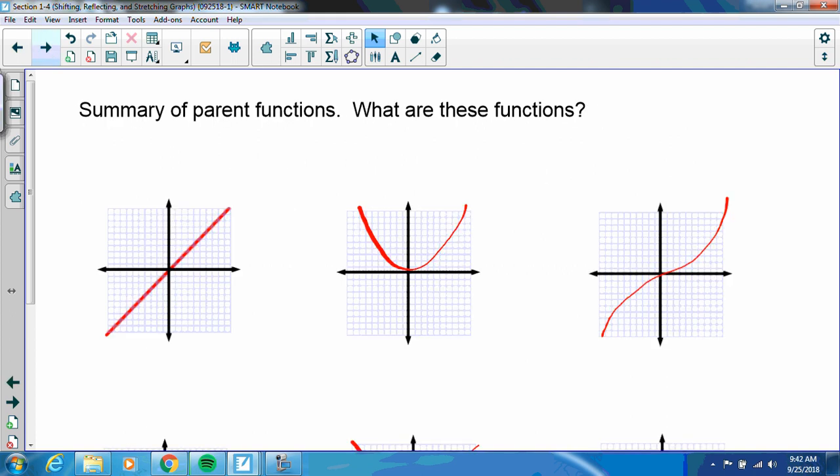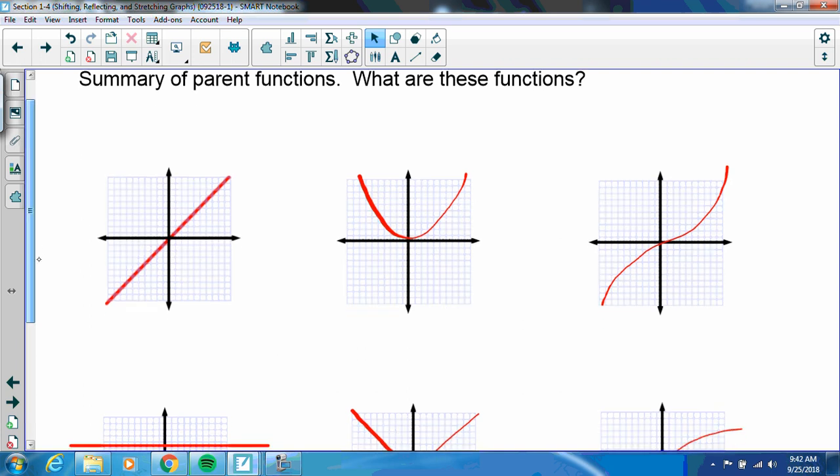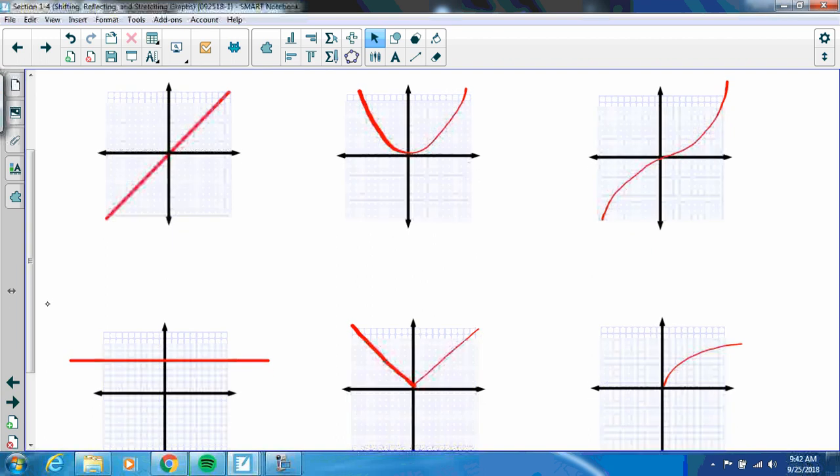So, first of all, these are the parent functions that we have to work with. I want you to talk amongst yourselves, to your partner at your table. Connor, talk with Kane and Callie. They can be part of your group too. What are these functions? Identify them. Give me an equation. Give me a name. Give me an example. I don't care what. I want you to try and identify what these functions are.